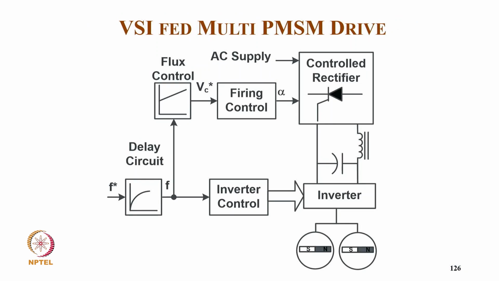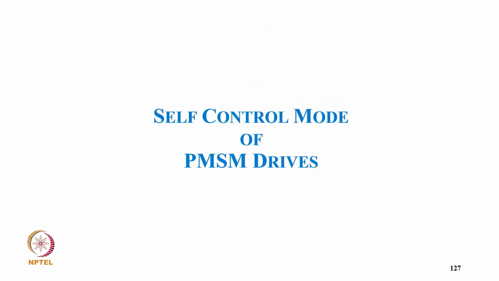So here, of course, with VSI we can use the multi-motor drive. So we have a frequency again which can give a control to the inverter driving many motors, and of course with the frequency we do flux control, and we decide the reference voltage which gives the firing angle control for the thyristor converter to decide the DC link voltage.